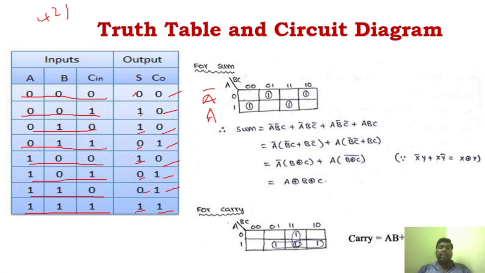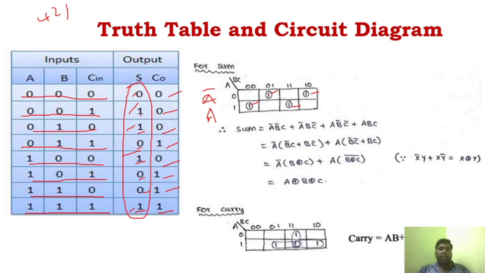And now you can see you'll have 1 only here in this area for sum. Right, you consider this one. This is 1, this is 1, this is 1, this is 1. There are four ones, right? For sum, you have four ones. So that is 1, 1, 1, 1. Correct? Right? And now you'll need to simplify.